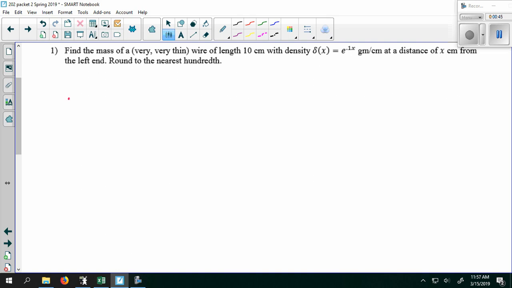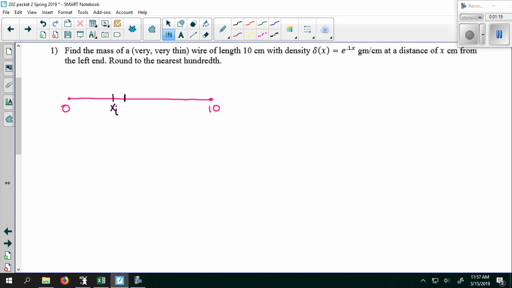So I'm going to draw myself a picture of this wire. Very, very thin. It's 10 centimeters, so I'm going to label the left end 0 and the right end 10. And my goal here is I'm going to slice up this wire into lots and lots of little pieces. Each one is small enough that the density on that teeny, teeny, tiny piece doesn't change much. So I'm going to pick a random location along the wire, call it x sub i, and I'm going to make a slice at this location.